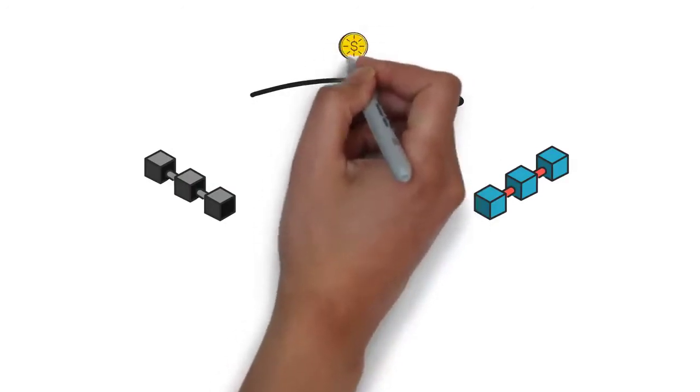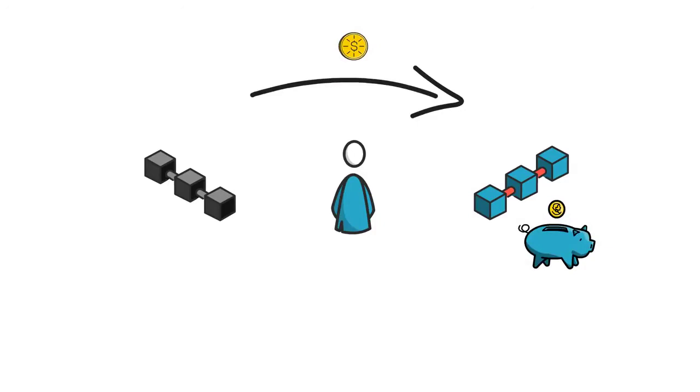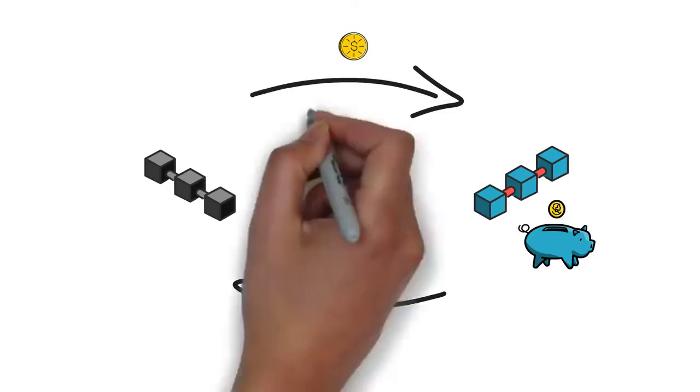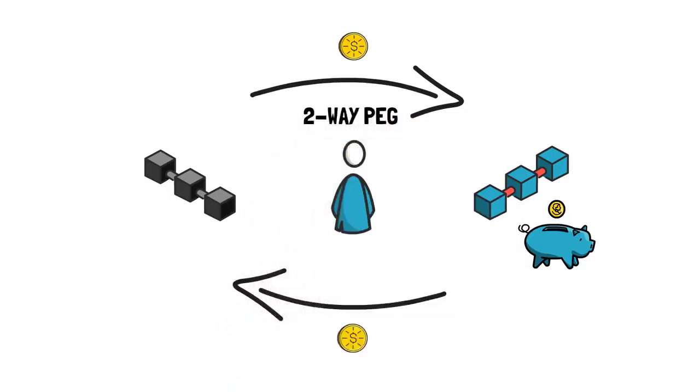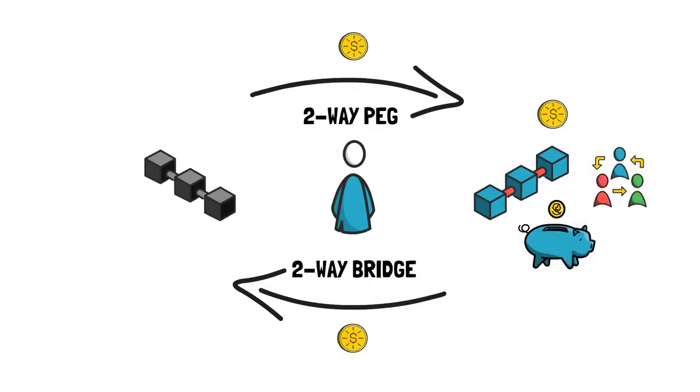Once the funds are transferred to the sidechain, they can be used within the sidechain ecosystem. Similarly, users can withdraw their tokens from a sidechain back to the main chain. The whole process is called a two-way peg or a two-way bridge. Thing to note is that once the user tokens are on the sidechain, then they are completely reliant on the consensus mechanism of the sidechain.